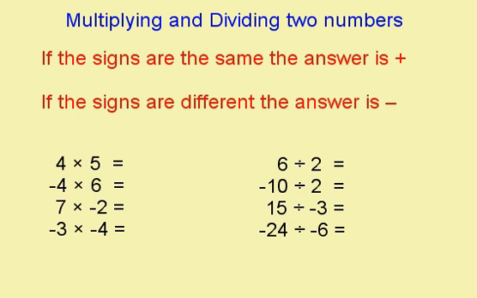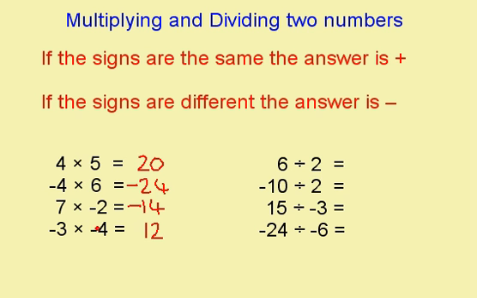Here are some questions for you to try. Press pause and have a go at them. When you're ready to see me do them, press play. 4 times 5 is 20, and the two signs are the same, they're both really plus, so the answer is plus. 4 sixes, 24. The two signs are different, so my answer is minus. 7 twos, 14. The signs are different, minus. 3 fours, 12.